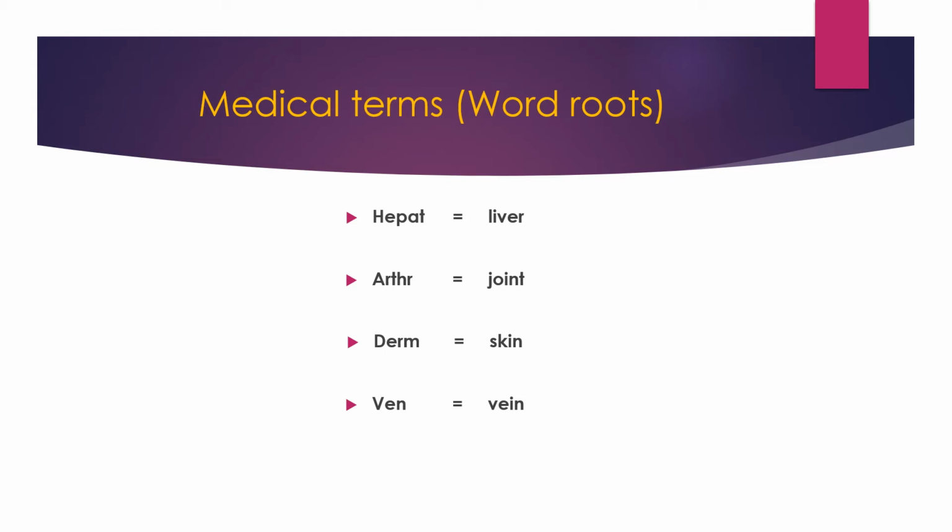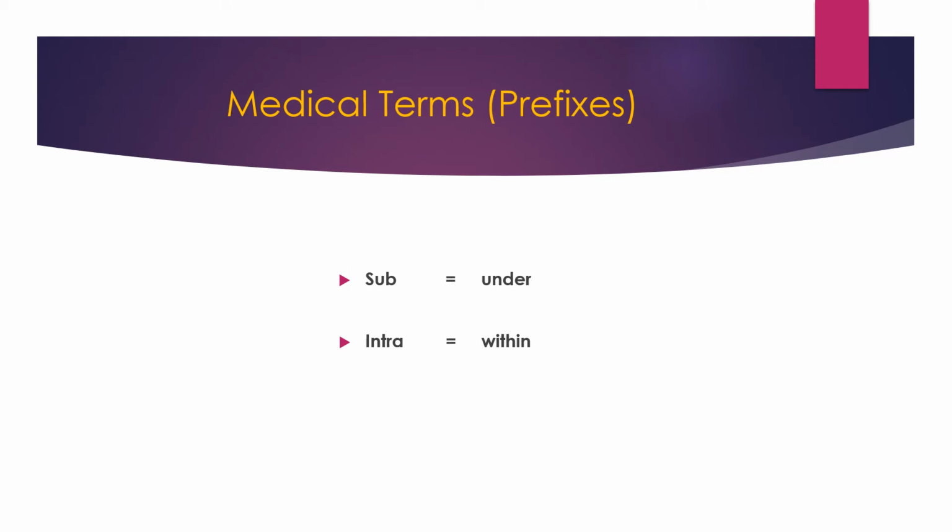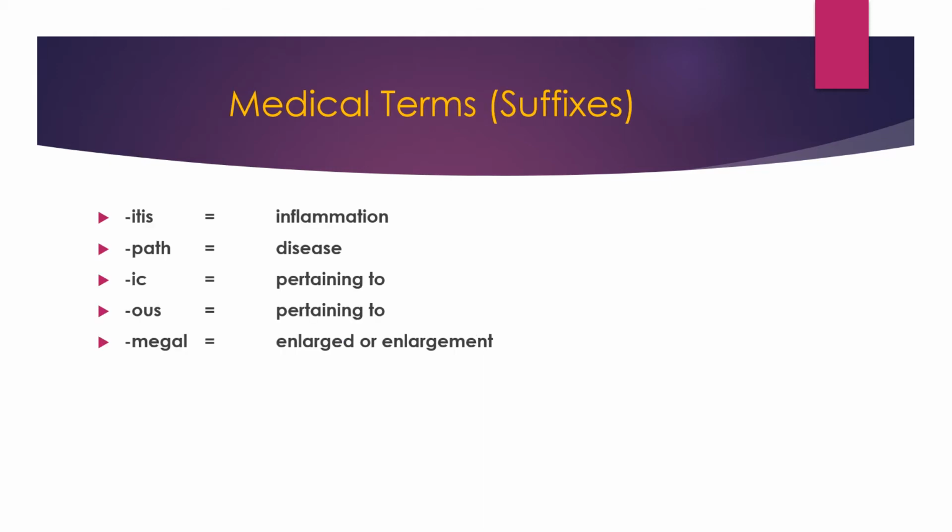Medical term root words I want to review again: hepat is liver, arthr is joint, derm is skin, ven is vein. You will be making flashcards for these as you go along in each chapter. Medical term prefixes: sub is under and intra is within. Then medical term suffixes: itis is inflammation, path is disease, ic is pertaining to, os is pertaining to, megal is enlargement or enlarged.